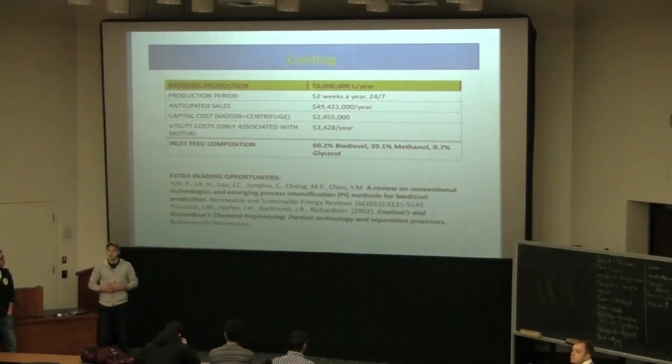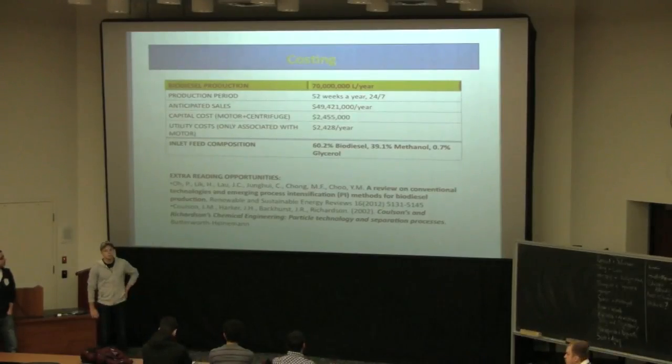The operating cost is only electricity for the motor, which is $2,400 a year. It's not that much. Maintenance would be another cost to consider, since fats and other things build up with the rise in demand. Since it's running 52 weeks a year, we have to shut down every couple of months.